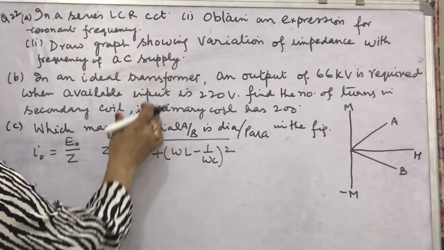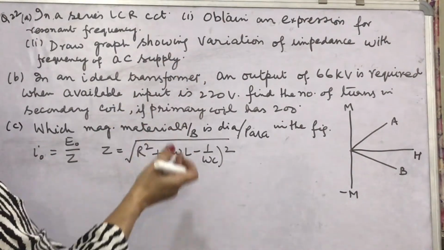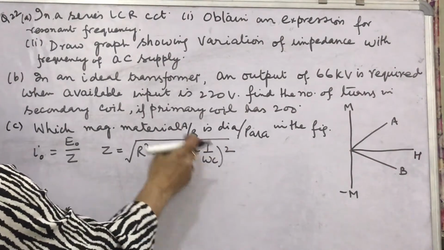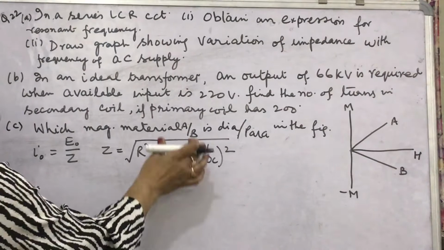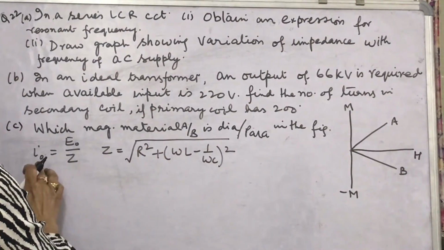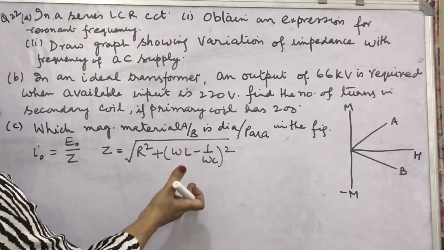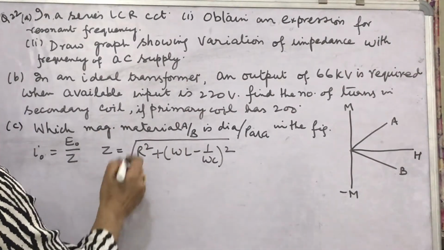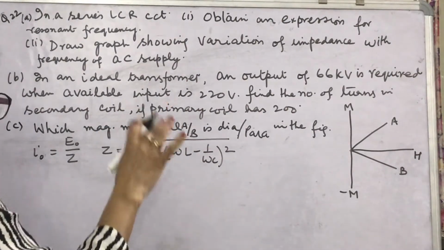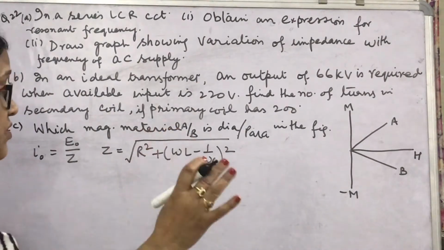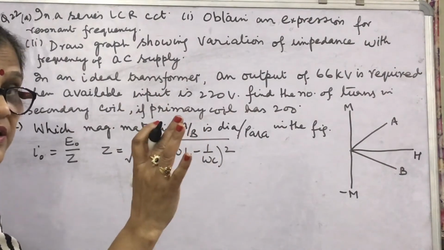In the circuit, resonance is said to be taking place when omega L is equal to 1 upon omega C. In this case, the current in the circuit will be maximum, the circuit will become purely resistive, and the phase difference between current and voltage will become 0. These are the conditions of resonance. So you have to learn all these conditions.